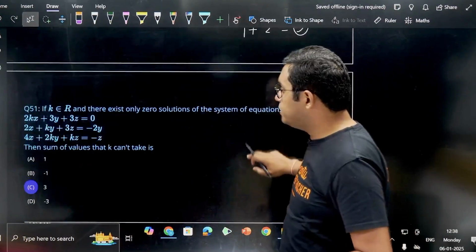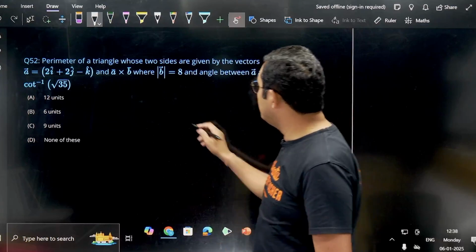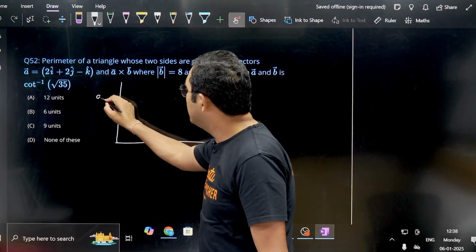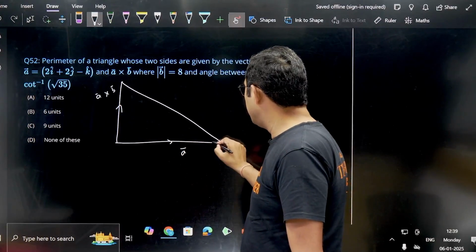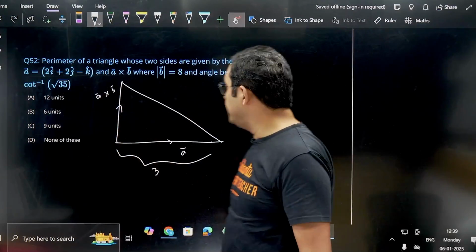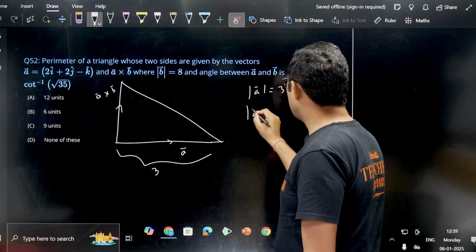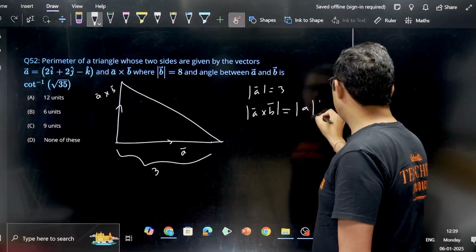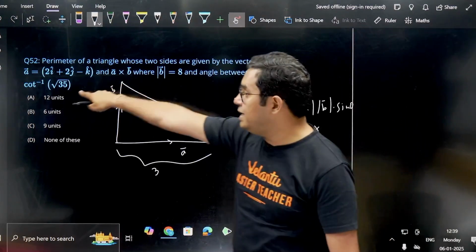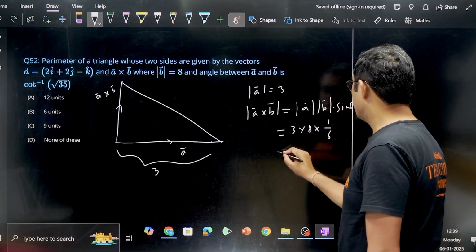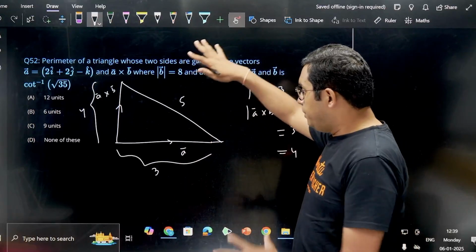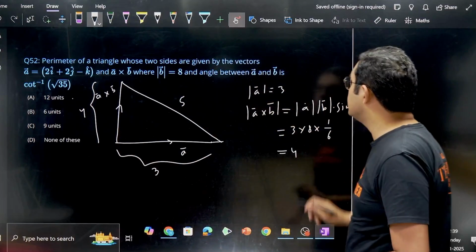Moving to the next question, that is 52. We are given a triangle whose sides are given by vector A and A cross B. A cross B has to be a vector that is perpendicular to A. So this triangle has to be a right angle triangle, in which the side length given by vector A is equal to 3, that is the magnitude of A. And we can find A cross B also: magnitude of A, magnitude of B into sine theta. The magnitude of A is 3, B is 8, and cot theta is root 35, so sine theta will be 1 upon 6. So from this we get 4. This side will be 4, and the other side is just the hypotenuse. So from Pythagoras theorem it is 5. Hence the perimeter will be 3 plus 4 plus 5, that is 12. So A is the answer of this question.